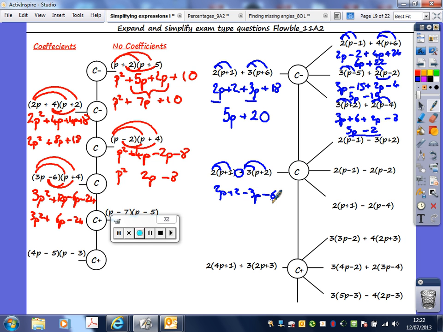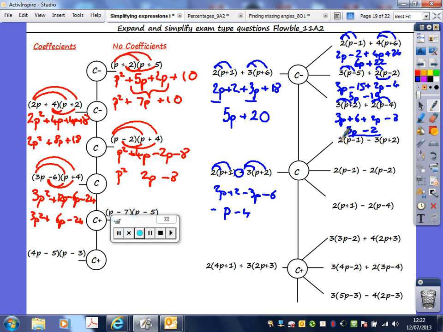Yeah? If you follow that process all the time, you won't make a mistake. 2p take away 3p. Minus p. Yeah? Minus 1p will still be fine, still the same. Then we've got 2p take away 6, minus 4. Okay, so you've got minus p take away 4 on that one. I got minus 1p take away 4. Alright. What do you say? I got minus 1p. Yeah, that's still fine.